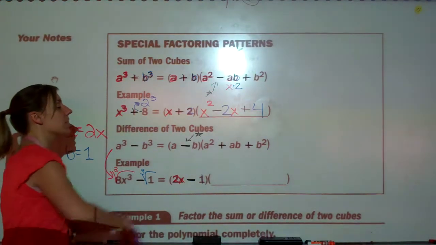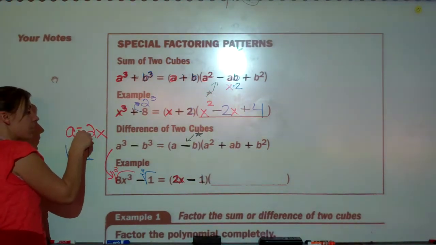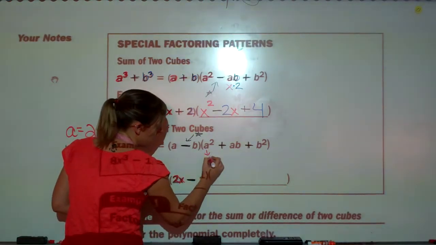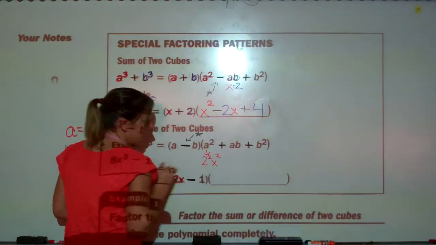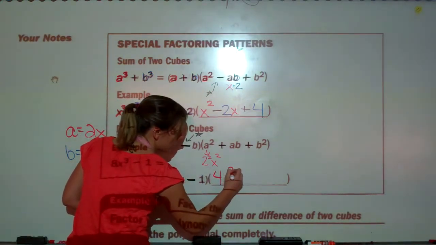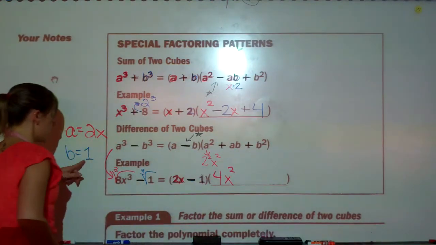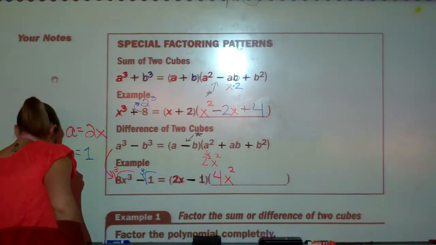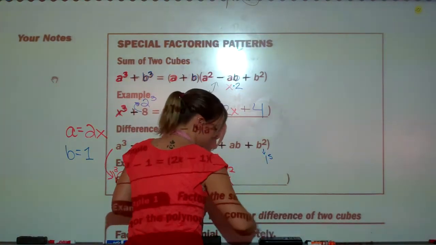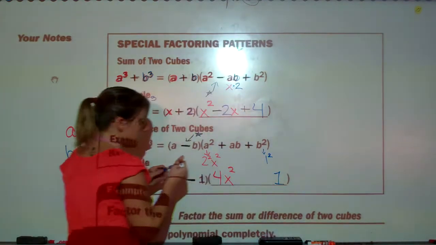Then we say, okay, well, it's a squared. And be careful, when you say a squared, you want to say 2 squared and x squared. You want to square both of them. So 2 squared is 4, and x squared is just x squared. The end is just b squared, so that would be a 1. So let's put in a 1 for this last. 1 squared is just the number 1.